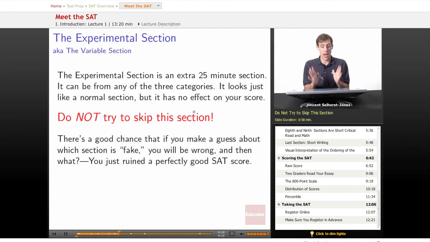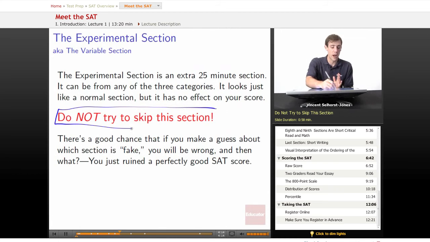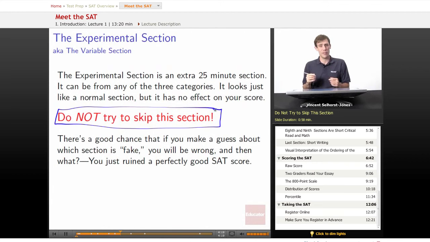Do not try to skip this section. Do not think that you can figure out which one is the experimental section and be like, ah, great, time for a 25-minute nap. If you do that, there's a very good chance that you're going to have gotten it wrong, right? The section that is the fake section, the experimental section, looks just like the other sections.